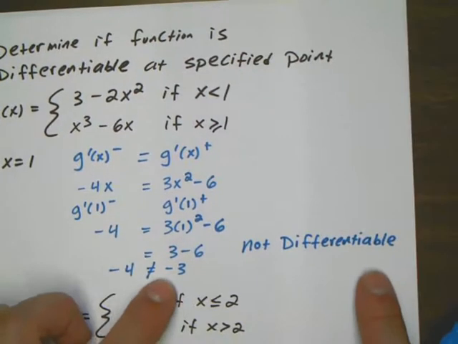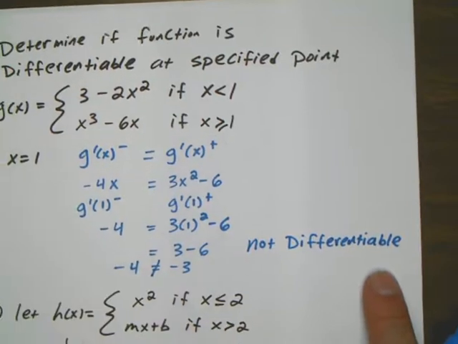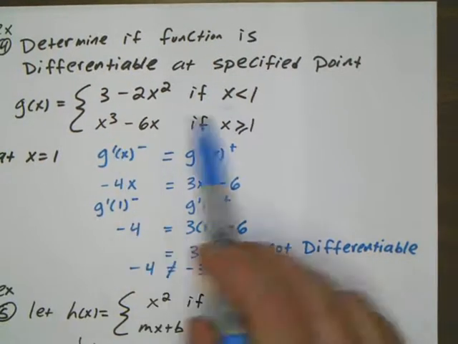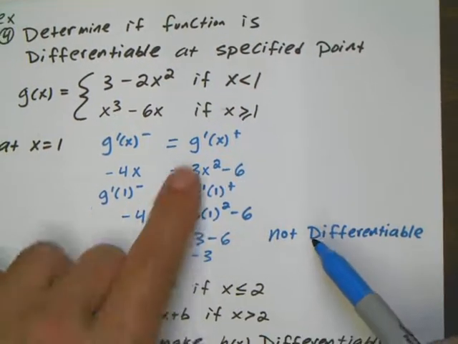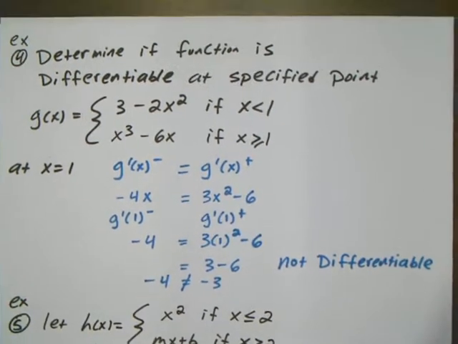So what this would mean is that the derivative would not exist at 1. And tomorrow in class, what I could do is show you guys a graph of this piecewise function and zoom in around 1 to show how the derivative would not exist at that point.